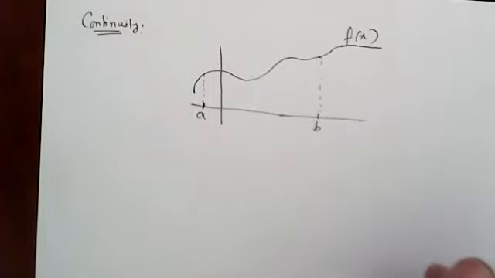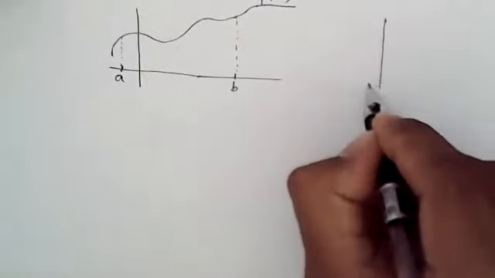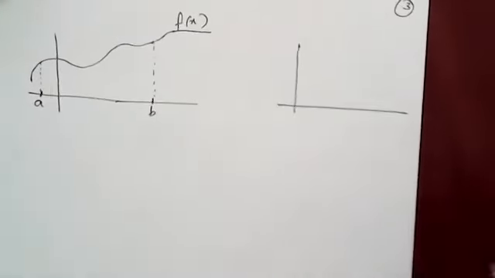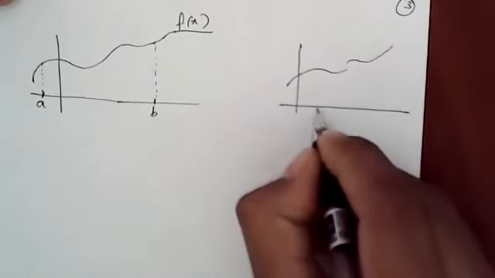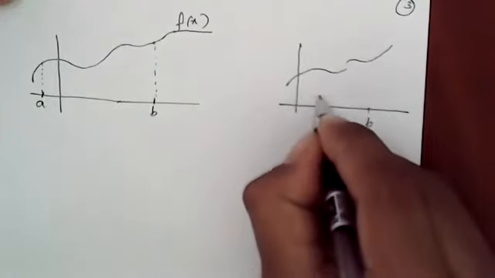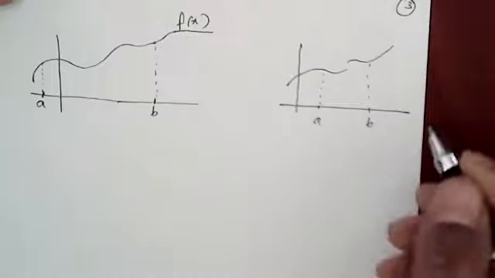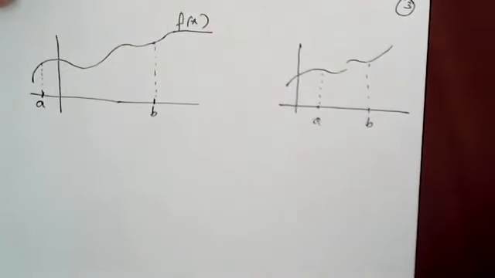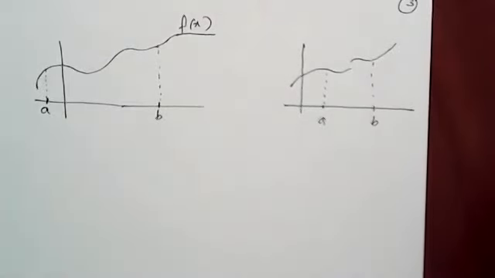Now, what does a continuous function mean? If a function is not continuous, then the function is called discontinuous. If we have a function like this, with a and b here, within this region there is a break, right? So this is not a continuous function. A function which is not continuous is also known as a discontinuous function.